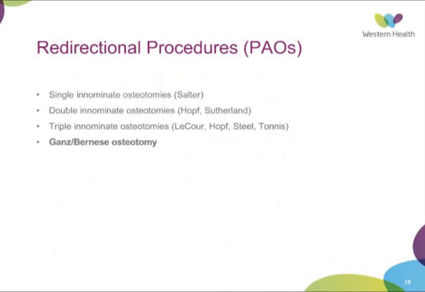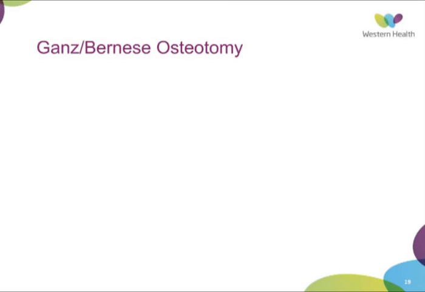But the one that's performed mostly now is a Ganz or Bernese osteotomy, and it's what we would know as a PAO, periacetabular osteotomy. This has its advantages because it's done through a single incision, whereas some of the other triples are done through two incisions. It leaves the posterior column intact, which theoretically provides a benefit for rehab when you don't disrupt the pelvic integrity.